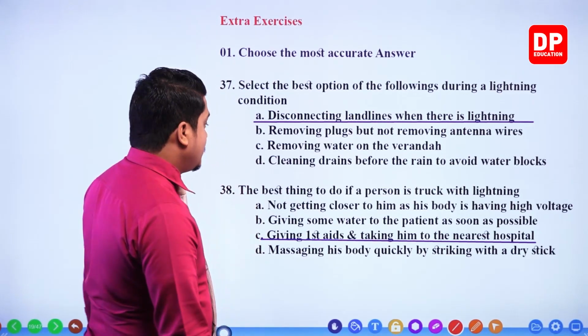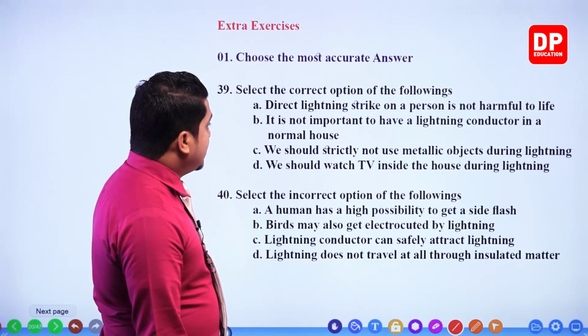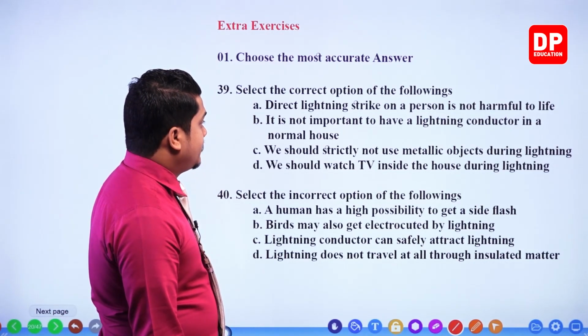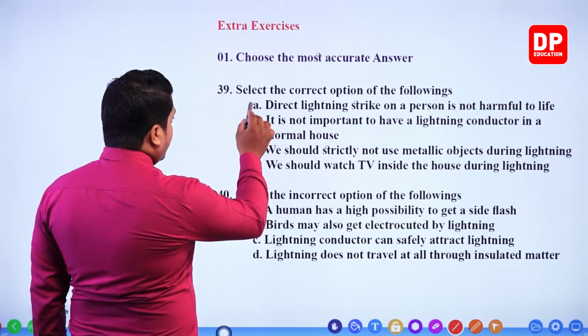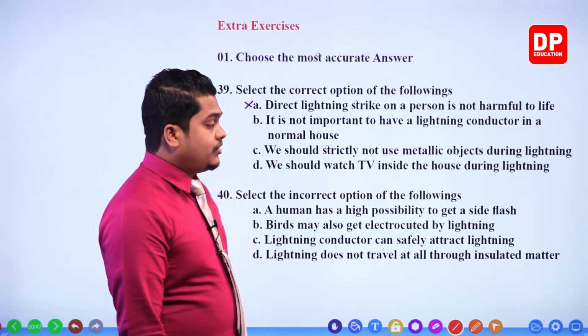Okay. Next one. Select the correct option of the following. Direct lightning strike on a person is not harmful to life. Incorrect. Direct lightning is very harmful, pretty much harmful.